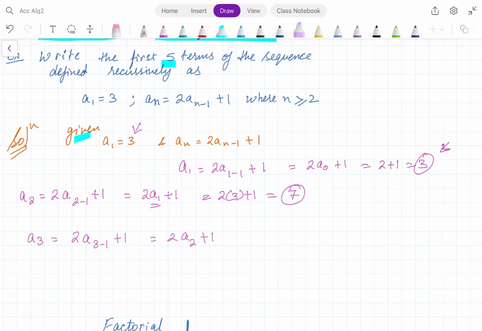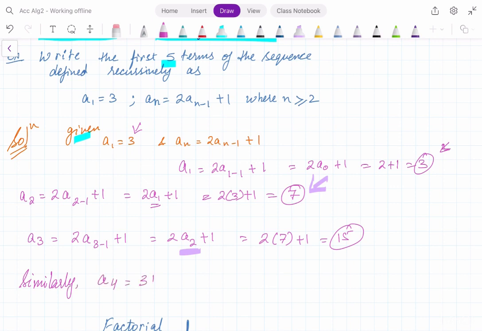So we got 2a(3 minus 1), and what is a2? a2 is 7. We just calculated it. So take the a2 away and plug the value of a2. You will get 15. And similarly, you can calculate a4 and a5.